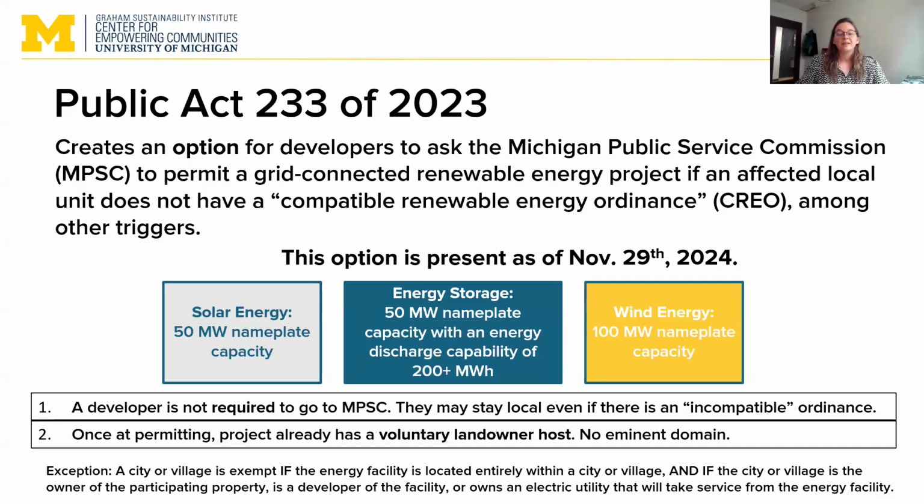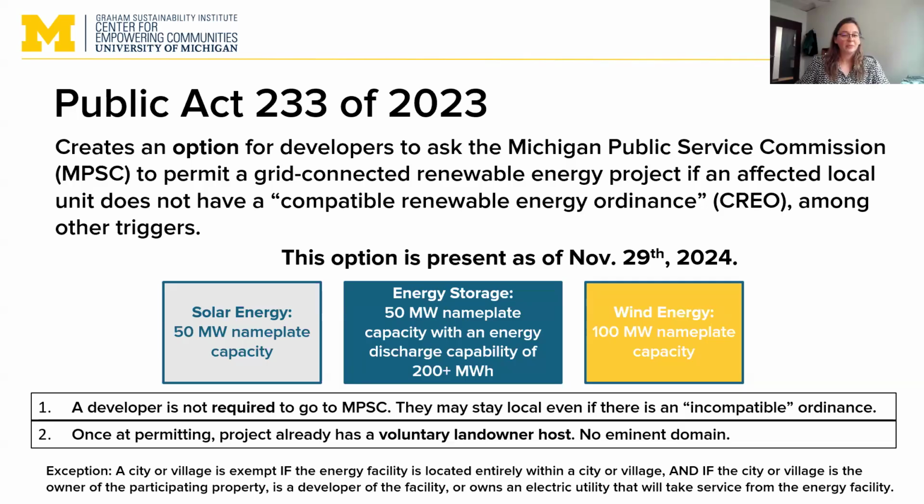So PA 233 now has created this option for developers to seek a permit with the Michigan Public Service Commission, the MPSC, unless a local government has a compatible renewable energy ordinance, or a CREO, which is pretty much a pre-written ordinance with standards spelled out in the law, what the setbacks should be, what the sound standards are. An ordinance can't be more restrictive than those standards spelled out in the law. So basically giving guardrails to local renewable energy ordinances.